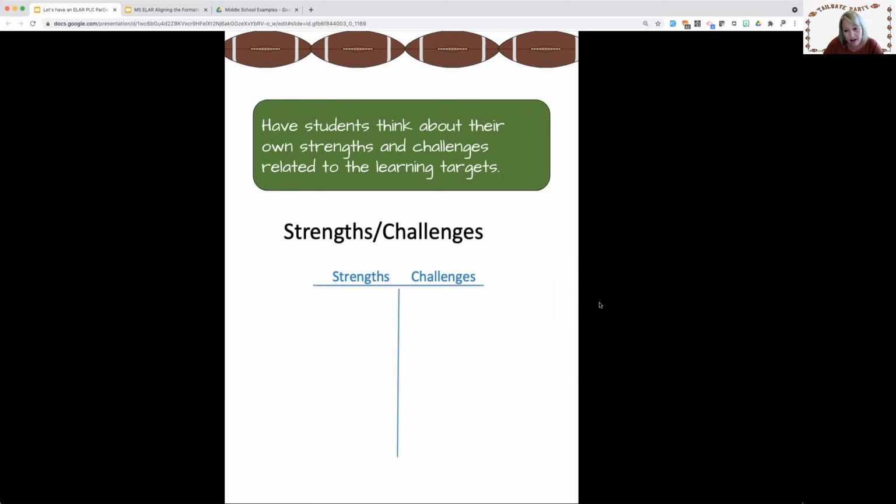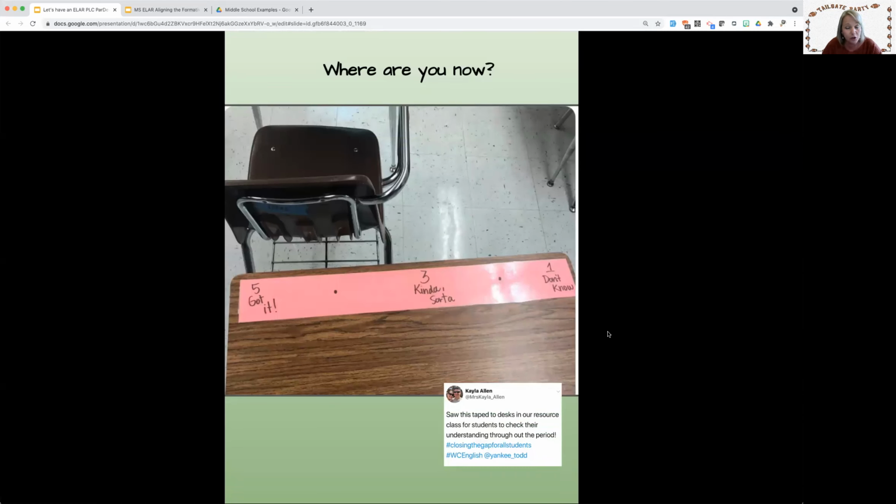And sometimes they are not exactly sure where they are. Kayla Allen, former Bradley teacher, used this tip, this 5-3-1 chart, and pasted these on the desk and was asking students at the beginning of class, in the middle of class, and at the end of the class to look at the learning target and to say where they are right now, and just putting a sticky note on their progress.